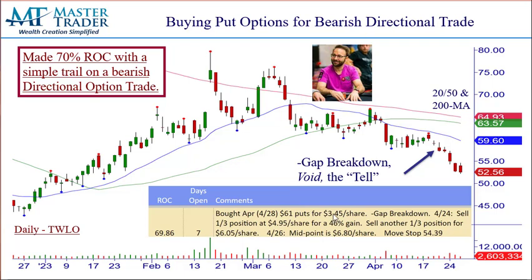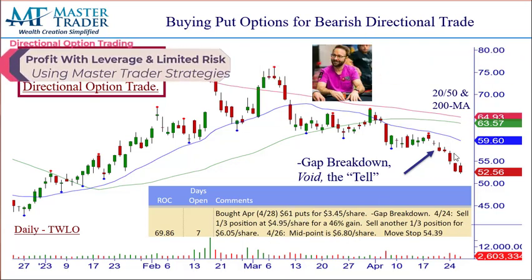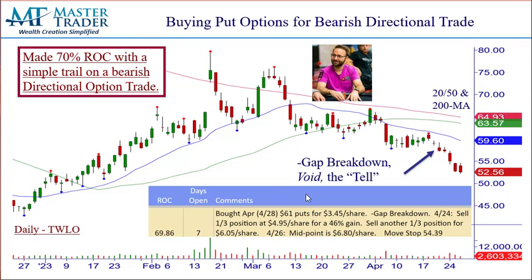This is a closed trade now. But every one of our trade alerts we send through Telegram. We do the same format with the date, the symbol, the strategy that we're doing, stock or options. And in this case, we bought the $61 puts. When you buy puts, it gives you the right but not the obligation to sell the stock at the agreed upon $61 strike price on or before expiration.